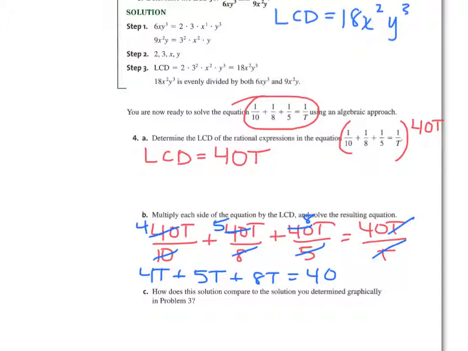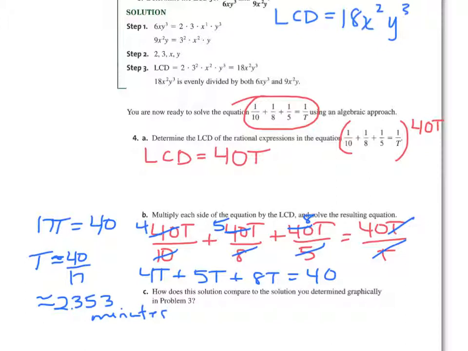So let me just come over here for a second. Now I have 17t equals 40, a nice linear equation to solve. So I end up getting t equals 40 over 17, which is approximately 2.353 when you round it. Okay, how does it compare to the one we got graphically? It's the same thing. Obviously it doesn't matter which way I do it. But I did it algebraically by finding that lowest common denominator and multiplying it through the whole equation, and that will eliminate all my fractions.